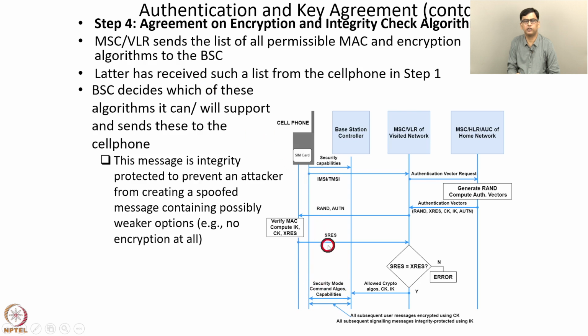So this message, which is shown by this arrow, is integrity protected to prevent an attacker from creating a spoofed message which contains possibly weaker options, for example, no encryption. So an attacker cannot modify this message and replace the strong algorithms with weak algorithms, or remove the strong algorithms from the list, because it is integrity protected. And it can be integrity protected because the SIM card and the network have already agreed on a key that can be used for integrity protection, namely IK. So using the key IK, this message is integrity protected.